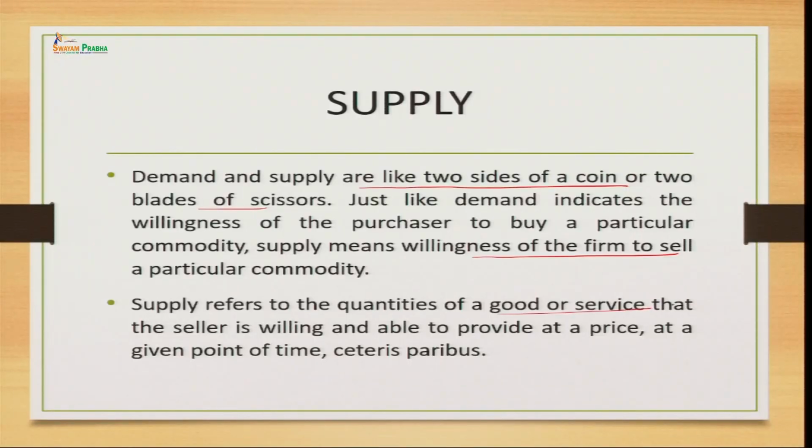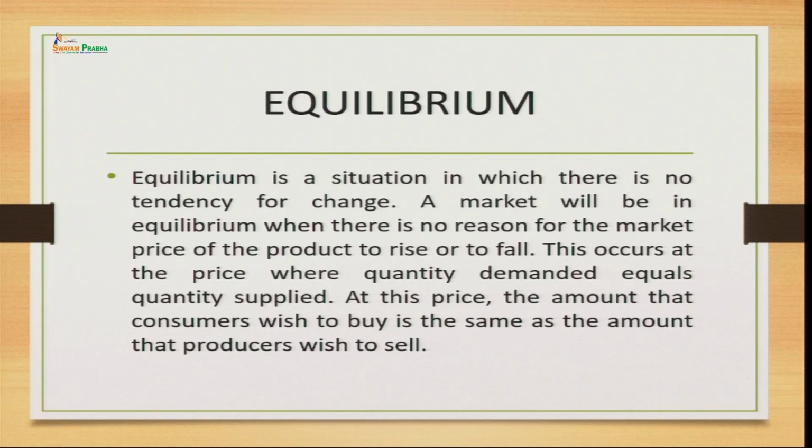So, we can say that supply refers to the quantity of goods and services that a seller is willing and able to provide at a price at a given point of time, ceteris paribus. Keeping other things constant, when a supplier is ready and able to supply particular goods and services at a given price and point of time, then it is considered to be in supply, right.